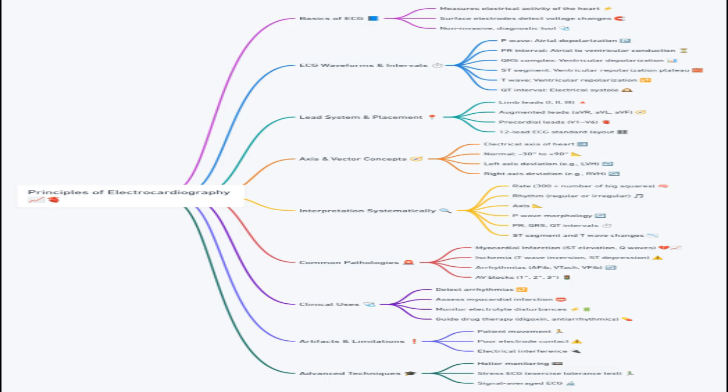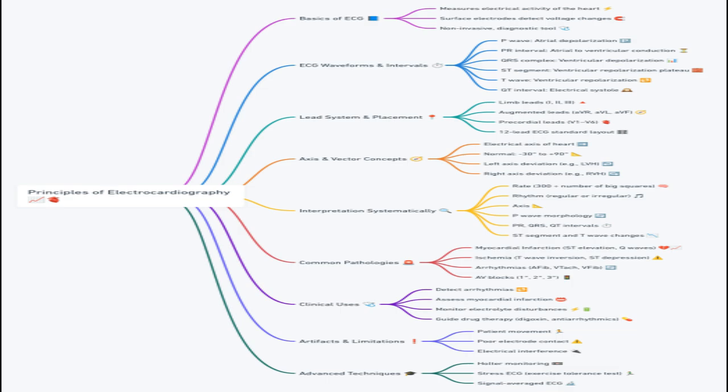The PR interval is defined as the time from the beginning of atrial depolarization, which is the P wave, to the onset of ventricular depolarization, the QRS complex. For clinical significance, the normal is 120 to 200 milliseconds, and prolongation may indicate AV nodal delay. Shortening can suggest pre-excitation syndromes.